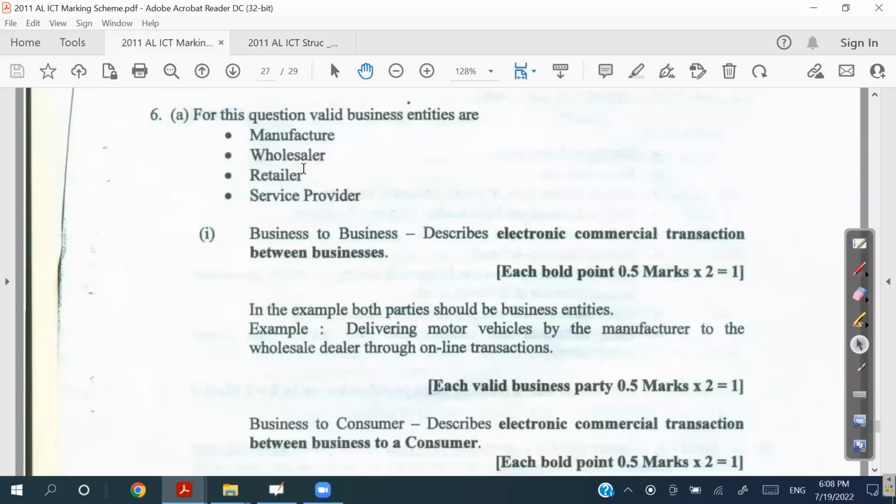If it is business to business, you have to say electronic commercial transaction between businesses. So like one business is providing a good or a service to another business using an electronic method, right? Always remember those 3 factors need to be satisfied, right? Who is the selling party? Who is the purchasing party?